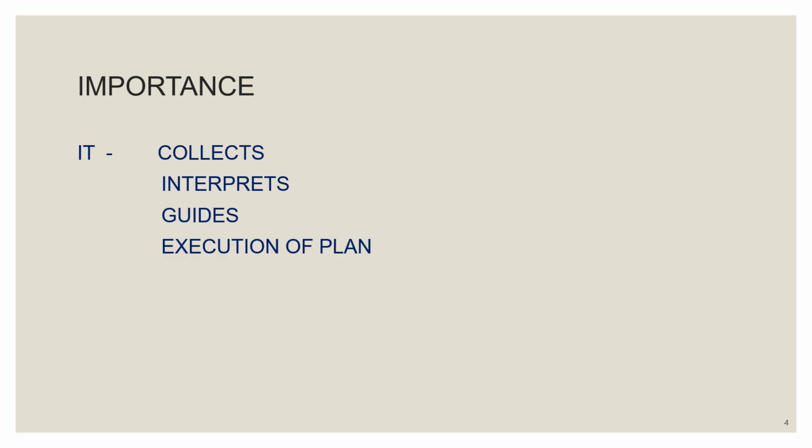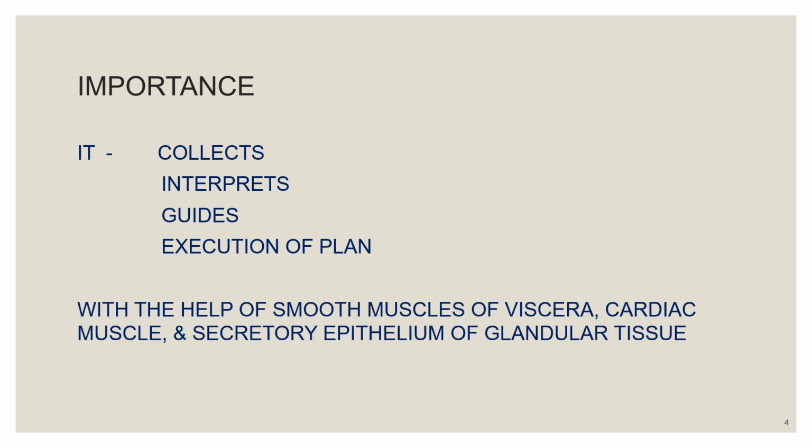What is the importance of this system? It collects, interprets, guides and executes the plan with the help of smooth muscles which are present in the viscera, cardiac muscles and secretory epithelium of the glandular tissue. So where it will act: the smooth muscles of the viscera, cardiac muscle and secretory epithelium of the glandular tissue.